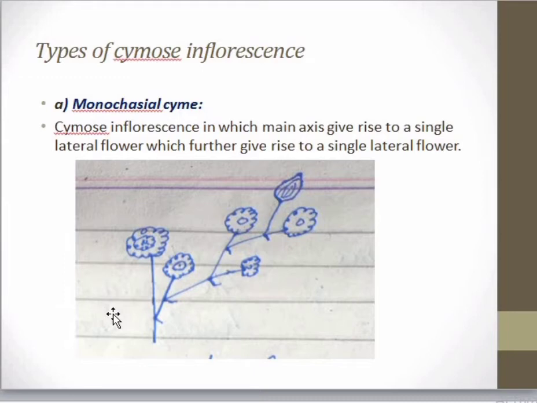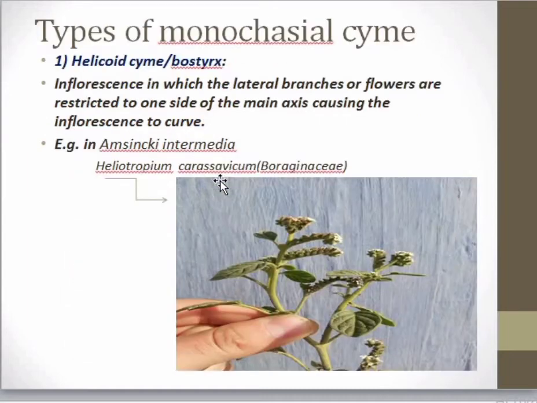Now, types of cymose inflorescence. Monochasial cymose inflorescence, in which the main axis gives rise to a single lateral flower, which further gives rise to a single lateral flower. This is the first flower formed. This gives rise to this one, and this flower further gives rise to a single lateral flower, this one, and this one gives rise to this one.